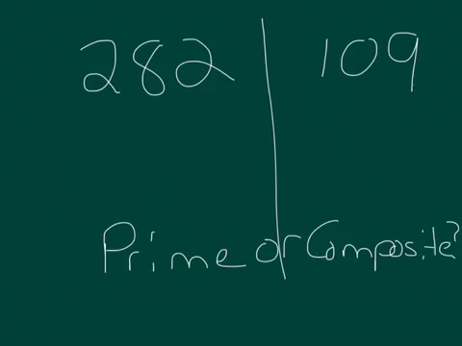Okay, your homework tonight is to determine if 282 and 109 are prime or composite. You want to use your divisibility rules to help you. All right, good luck.